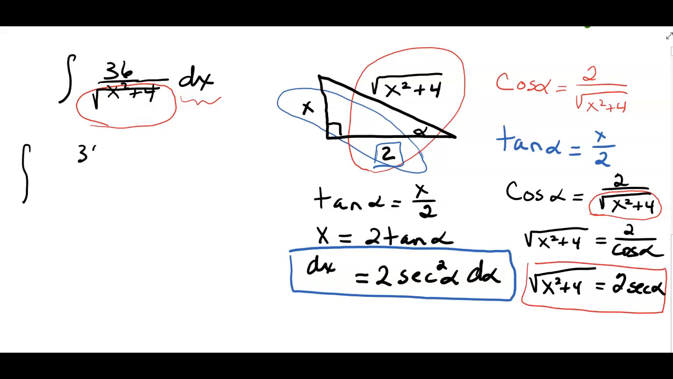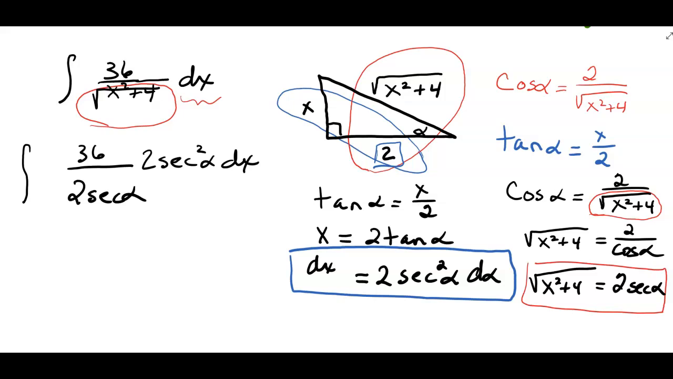as 36. Oh, what is radical x squared plus 4? Radical x squared plus 4 is 2 secant alpha. Oh, what does dx equal? dx equals 2 secant squared alpha d alpha. Okay. Trust me, we have to go through a couple examples, and once you get the practice of it, it's just the process you need to remember.